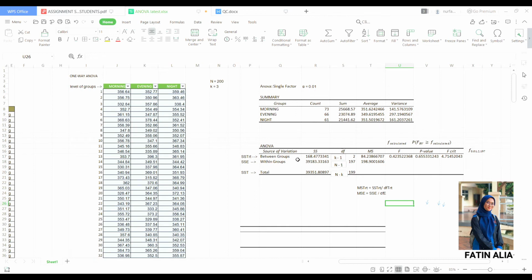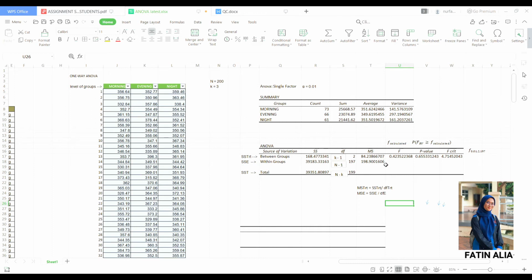And then this is the source of variation, where we have the between groups, or we call it the sum of squares due to treatment, and within groups, or we call it the sum of squares due to errors. And this is the total, or we call it the total sum of squares. This is the sum of squares value, and this is the degrees of freedom, where we get this value by calculating K minus 1, and for SSE we get it from this calculation.